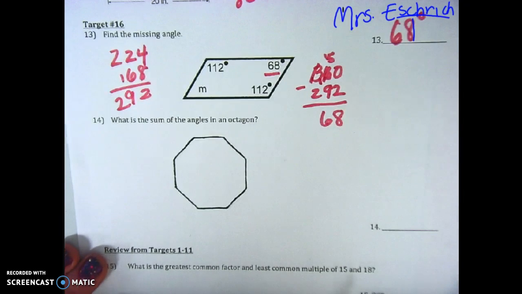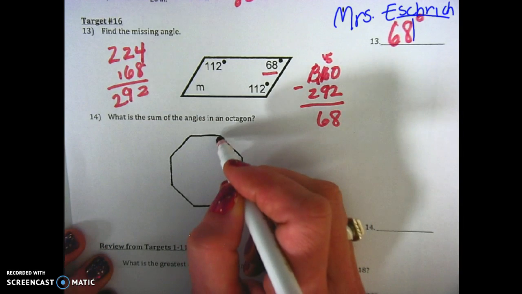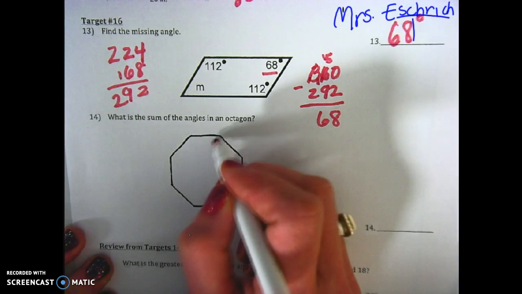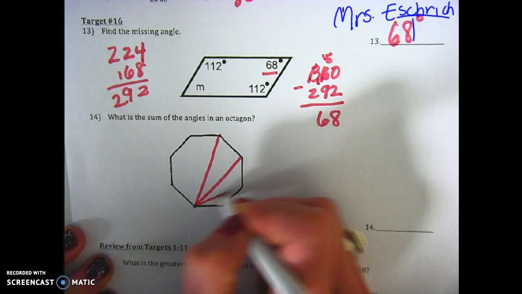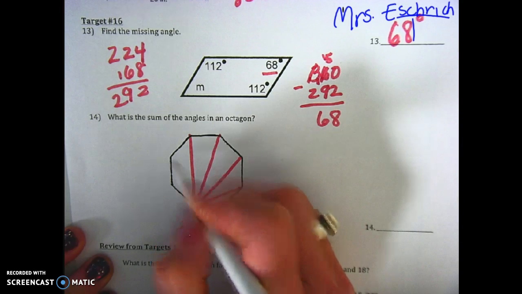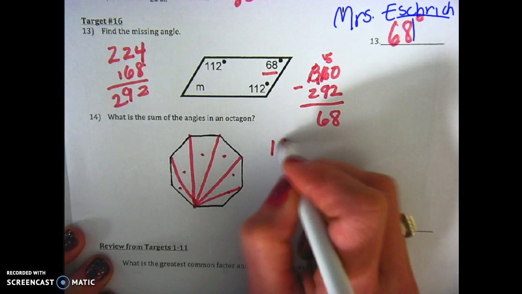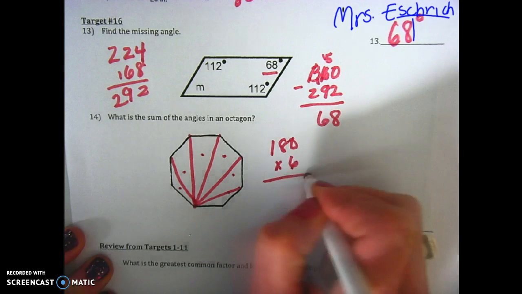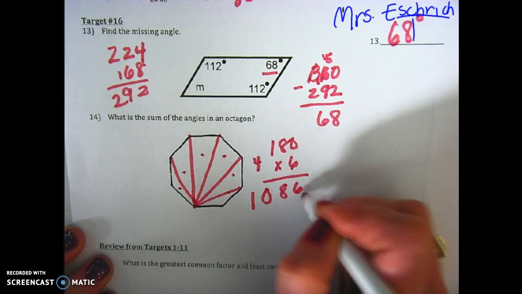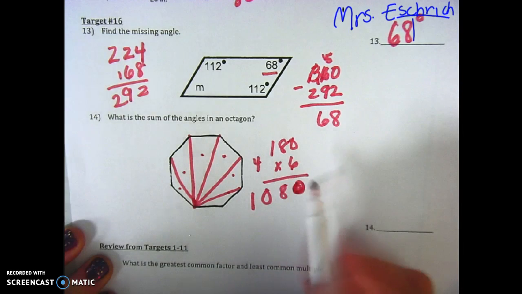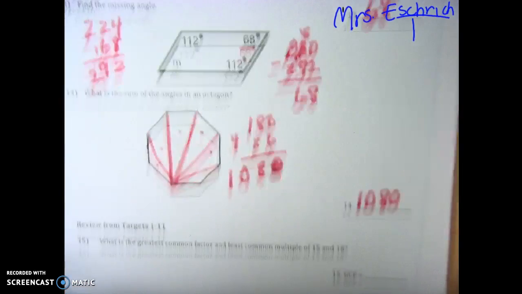What is the sum of the angles in an octagon? Remember how we make this into triangles? Okay, so we go 1 triangle there, 2, 1, 2, 3, 4, 5, 6. 180 times 6 is 1080. And you can use your calculator so you don't make a mistake.